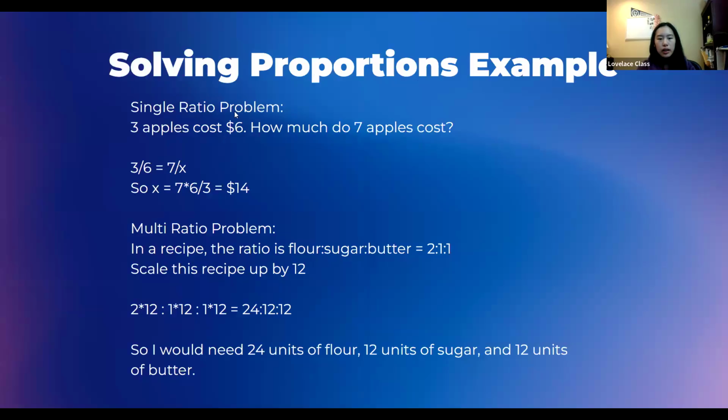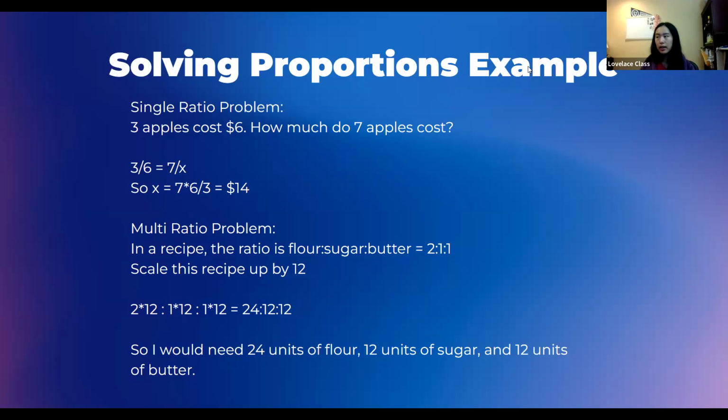So if we have one ratio, or I guess two ratios: 3 apples cost $6, and your goal is to find how much 7 apples cost. Well, in this case, we want to identify what the two ratios are. That's the first step. We can see that the first ratio is 3 to 6, right? 3 apples, $6. Very easy ratio. Now we're trying to find how much 7 apples cost.